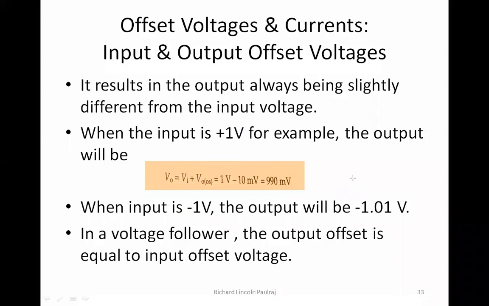So this is the importance of maintaining offset voltages. We are trying to make sure that these changes are nullified. In a voltage follower, the output offset is equal to the input offset voltage. Ultimately, what is a voltage follower? Whatever is at the input side, the same thing should be followed at the output. Hence the name voltage follower. But do you think the purpose is being served here, or is it really acting as a voltage follower here?